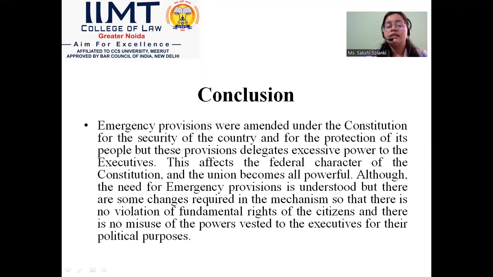Let us now conclude the whole provisions which I have studied. After having understood the three types of emergency, the national emergency, state emergency, and the financial emergency, and their effect on the fundamental rights, or what will change in the country after any type of emergency, what have we concluded from this? Emergency provisions were included in the constitution for the security of the country and for the protection of its people. But these provisions delegate excessive power to the executive, which we can see in the provisions of the Indian Constitution.